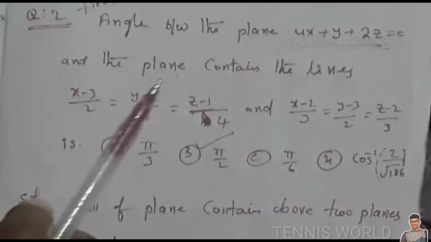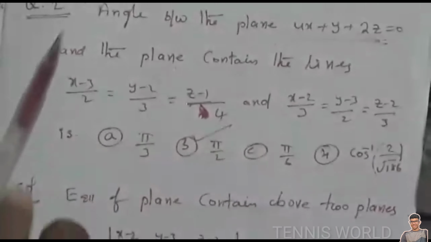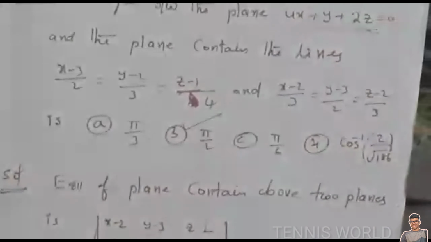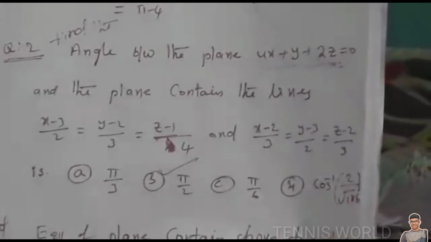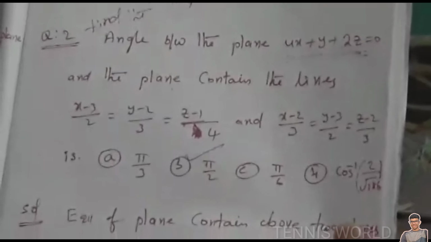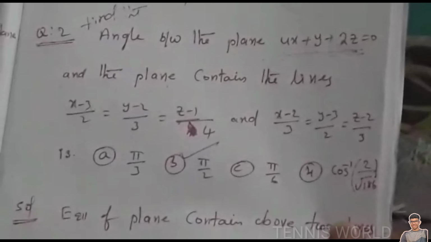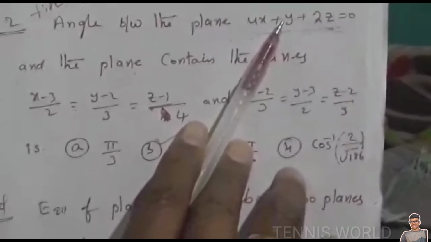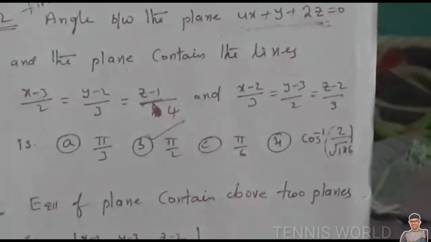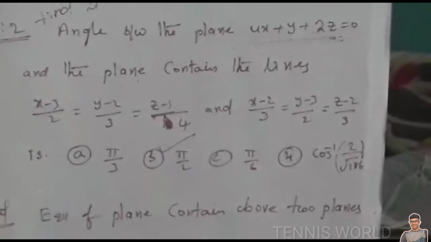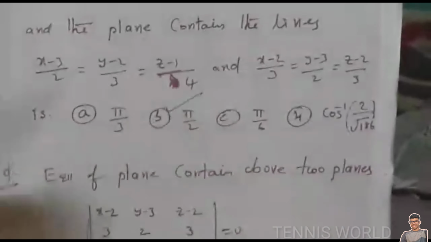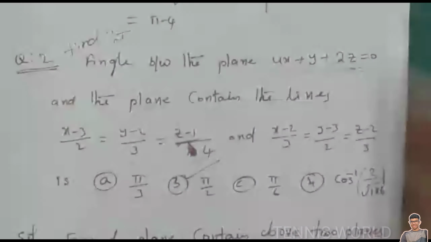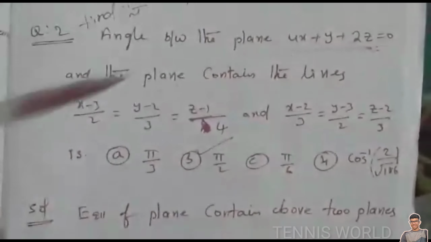We can find the angle between 2 planes only when we have the 2 plane equations. To find the angle between planes, we need 2 planes, but here the 2 planes are not given directly. Only a single plane is given, and the second plane is not given. But he said one thing: the second plane contains 2 lines. I already explained one concept: if any plane contains 2 lines, to find the equation of that plane, we have one formula.